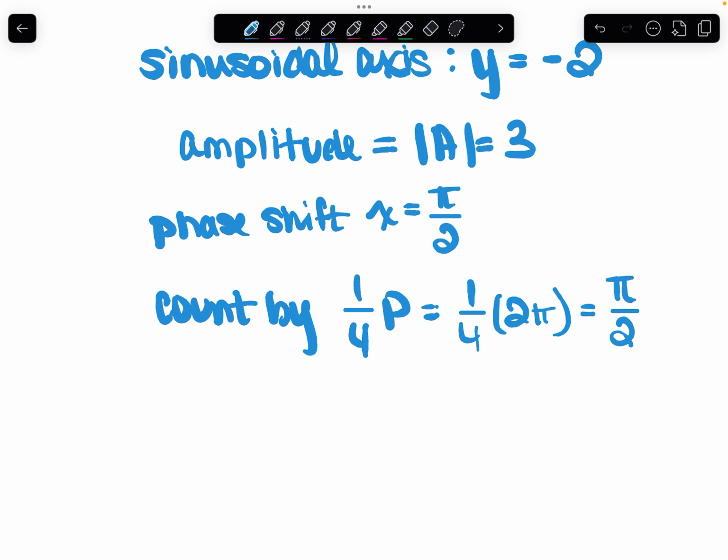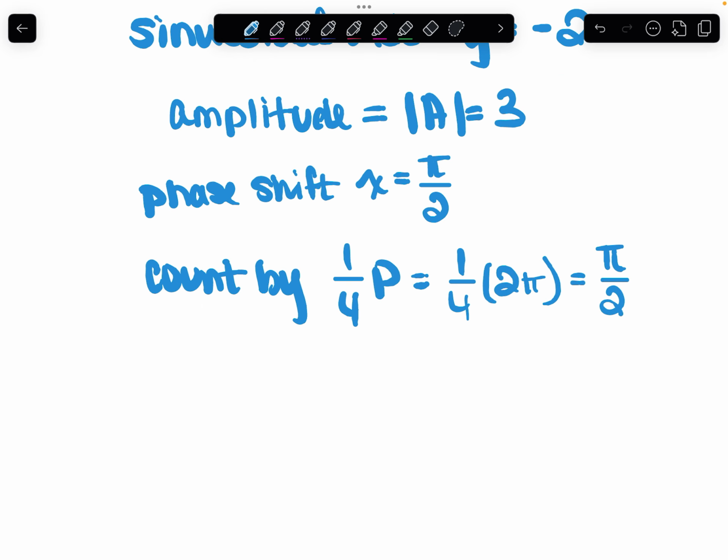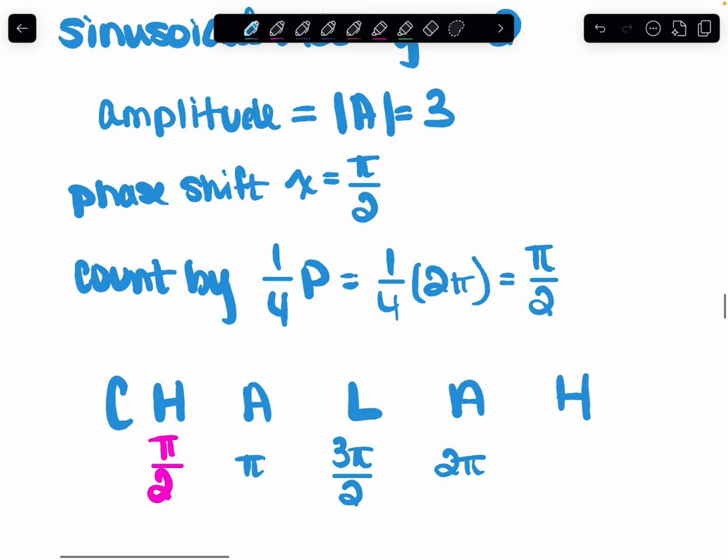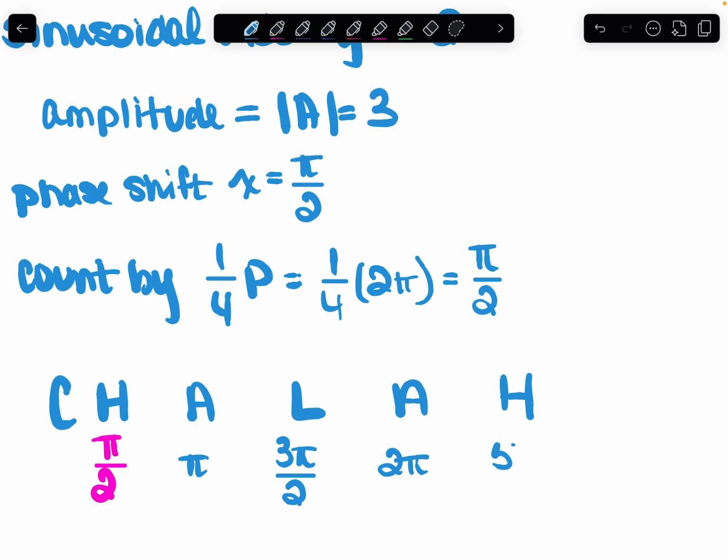All right, this was cosine. So we're using Chala. Phase shift is where we start. Our phase shift was at pi halves. So pi half is going to be that starting point at this high. Then I add a count by to it, pi half plus pi half, 2 pi half, which is pi. Then I add another one, 3 pi half. And another 4 pi half, which is 2 pi. And another 5 pi half.